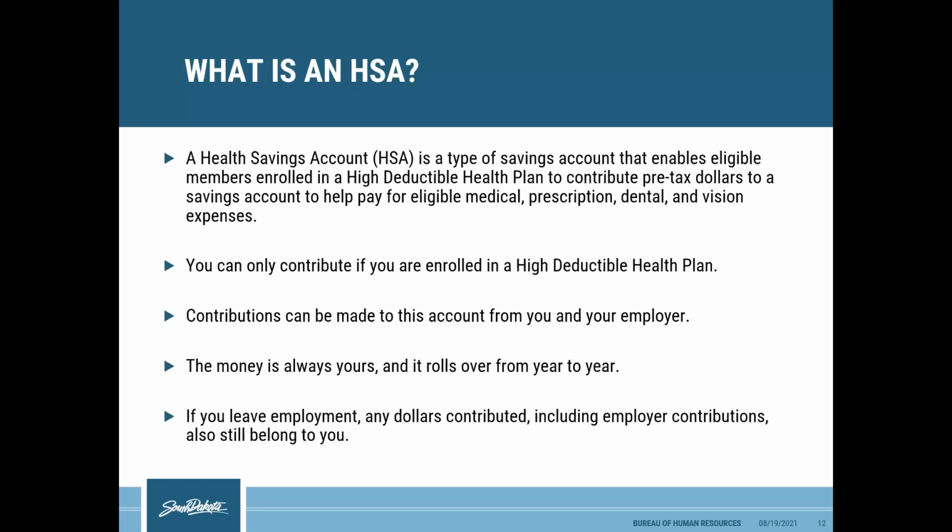Next, we're going to go ahead and talk about an HSA, or a health savings account. This is a type of savings account that enables eligible members enrolled in a high deductible health plan to contribute pre-tax dollars to a savings account to help you pay for eligible medical, prescription, dental, and vision expenses. You can only contribute to an HSA if you are on a high deductible health plan, like our Washington or Lincoln. Contributions can be made to this account from you and your employer, and the money is always yours. It rolls over from year to year. It will also follow you if you leave employment.